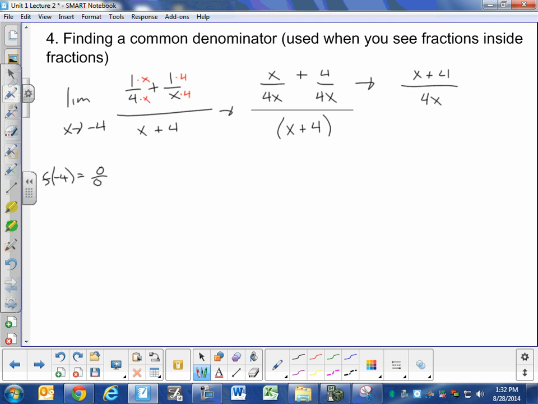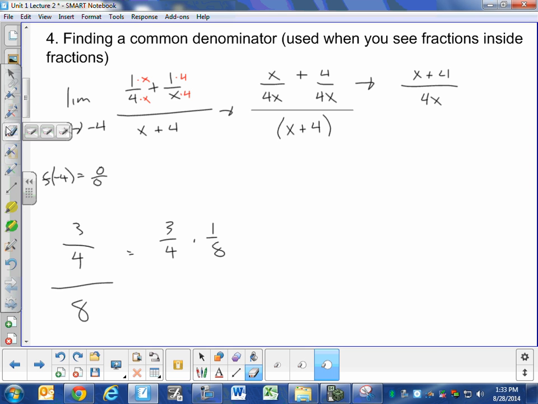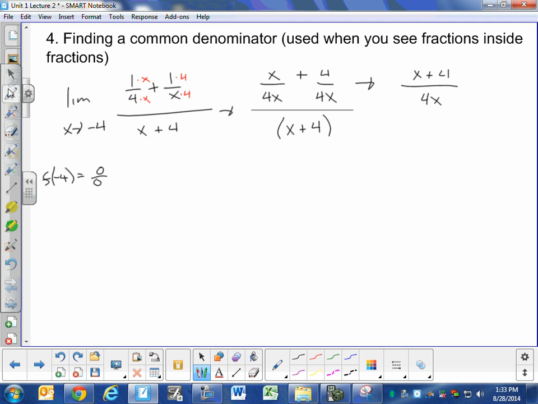Now, whenever I have fractions being divided by more stuff, I like to say that, like, 3/4 divided by 8 is the same as 3/4 times 1/8, right? Dividing is the same as multiplying by the reciprocal. So instead of making this a fraction within a fraction, I'll just say this is x plus 4 over 4x times 1 over x plus 4. And that might help me.